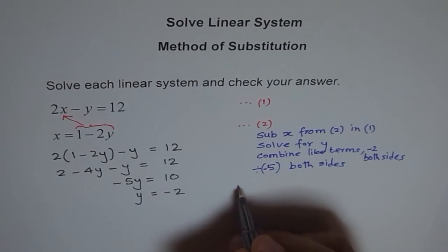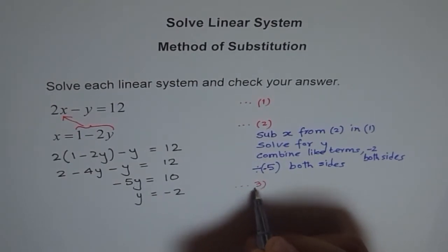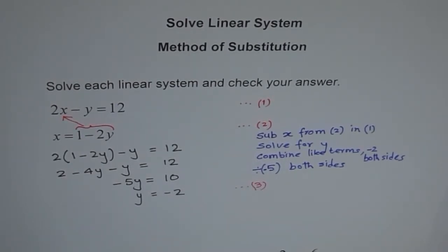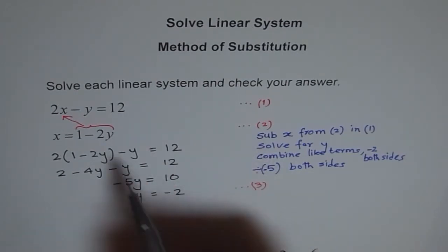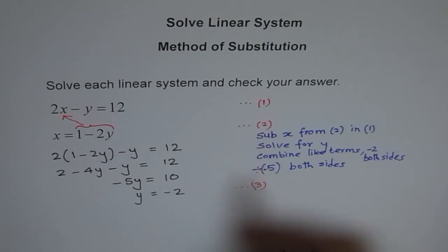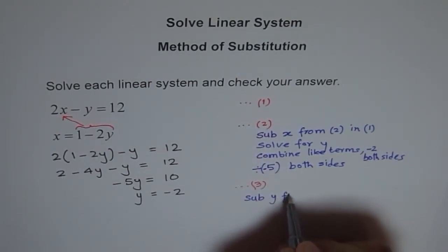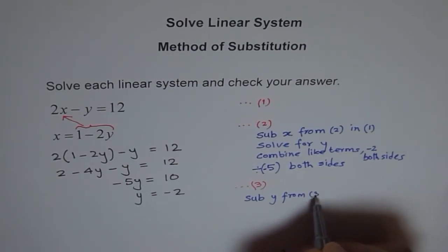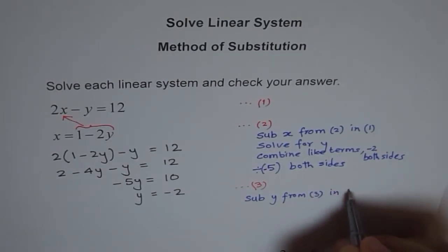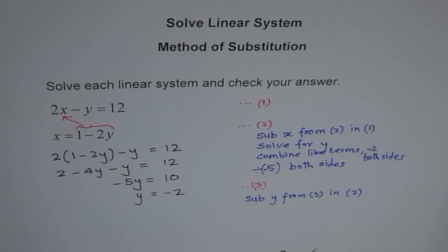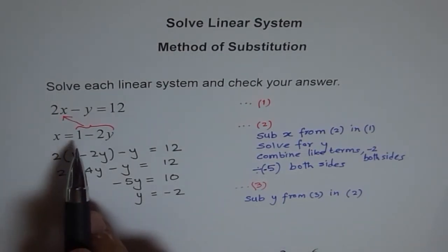So we can label this as equation 3. Correct? Now, to find x, what should we do? To find x, we can use equations 3 and 2. So we'll say sub y from 3 in 2, correct? That makes sense, right? So we will sub this here in 2.